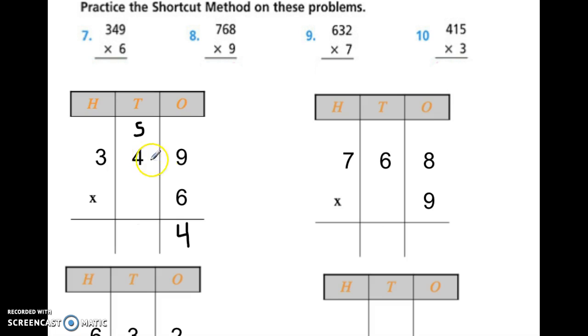All right, now I'm going to do 6 times 4. 6 times 4 is 24, plus 5 is 29. And the 2 above the hundreds column. And now I'm doing 6 times 3, which is 18, plus those 2, which gives us 20. So my answer is 2094.